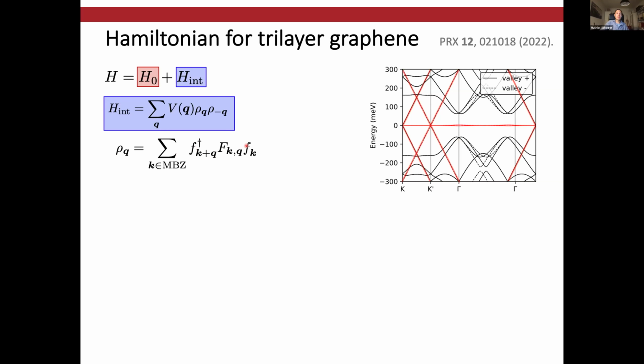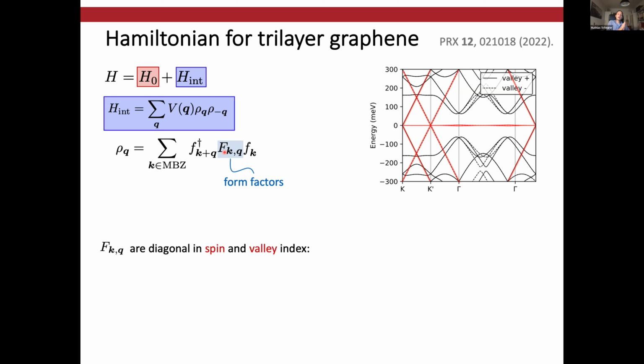F dagger and F alpha are the electronic creation and annihilation operators in these low energy degrees of freedom that are kept. And the F are matrices in the same space, which capture the form factors, basically just the matrix elements of the Bloch functions of the band structure. Now, for now, let's neglect spin-orbit coupling, and so the form factors will be diagonal in spin space.